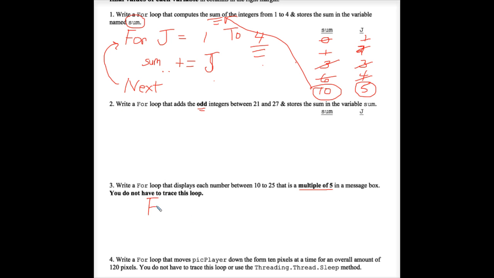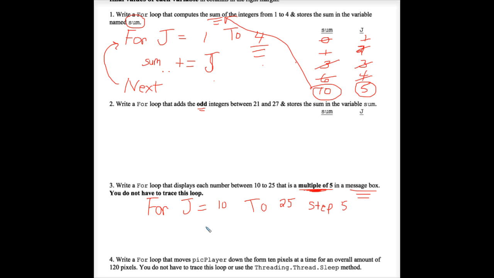Again, a for loop always begins with the word for. We use J here because that's common. And we think, we want to go from 10 to 25 here. So you should have a 10 and a 25 there. And because we only want to add up the multiples of 5, oh, we're not even adding up anything here. I didn't even read it closely. Instead of adding something up, we want these numbers to be displayed in a message box. So by stepping 5, we are sure to only hit the multiples of 5: 10, 15, 20, and 25.